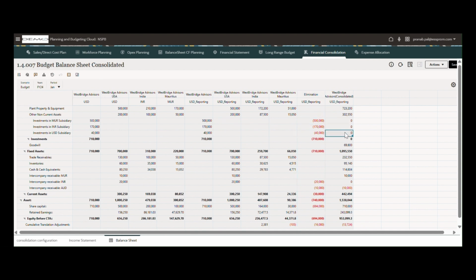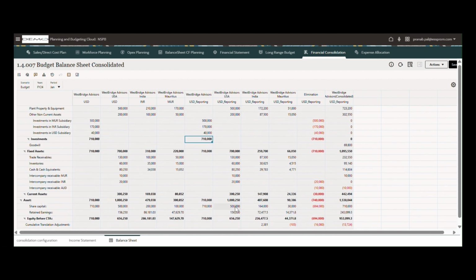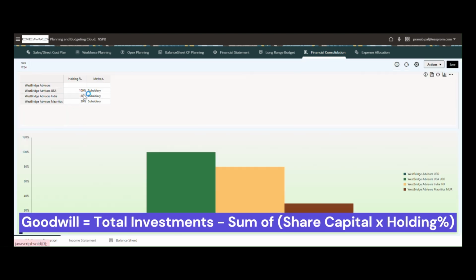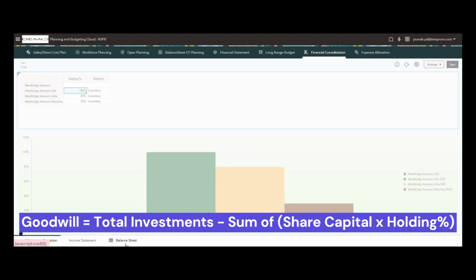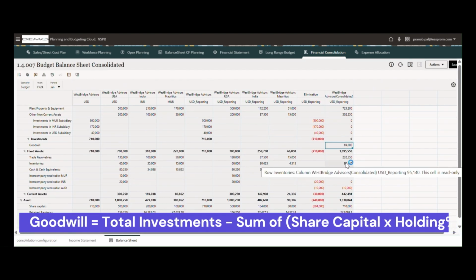Now let's understand how the goodwill is calculated. As each subsidiary makes some transactions, the sum of the amounts shall give the total investments by the holding company. This amount is then reduced by the amount of share capital of each company that has been invested in, multiplied by the holding percentage of each subsidiary. This shall give us the goodwill of the company.